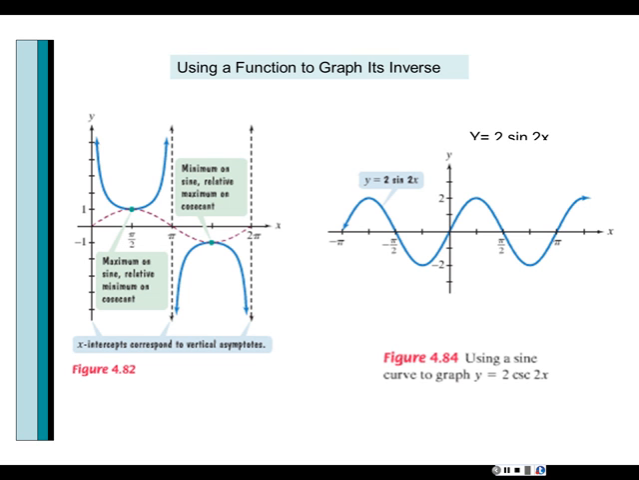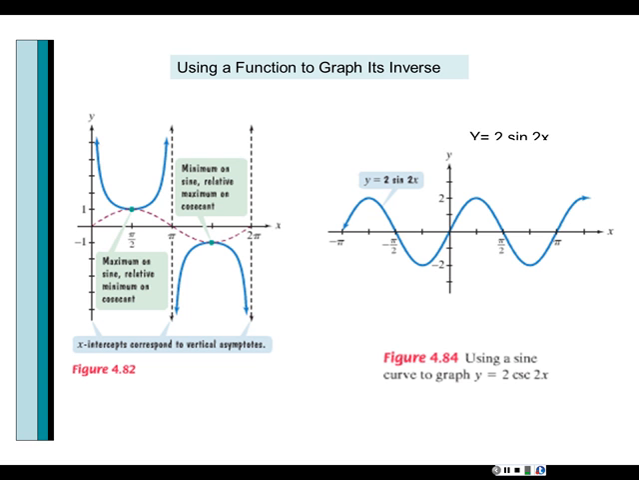Using a sine graph to draw 2 cosec. At first, this is what is given to us. We just replace the cosec by sine here. Let's say we assume that this is 2 sine 2x. The picture is overlapping the writing, but we understand that it's 2 sine 2x, and this is the graph for 2 sine 2x.